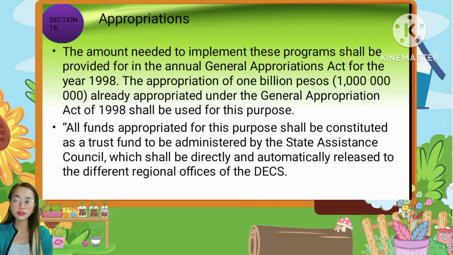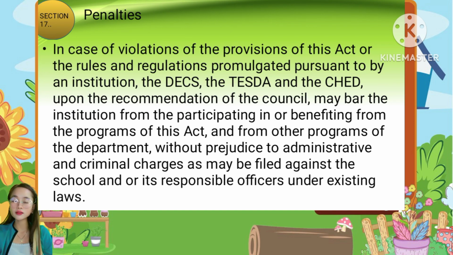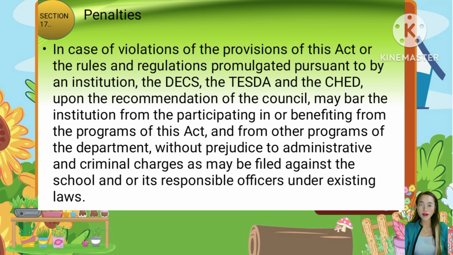Next, Section 17, the Penalties. In case of violation of the provisions of this Act or the rules and regulations promulgated pursuant to it by an institution, the DECS, the TESDA, and the CHED, upon the recommendation of the Council, may bar the institution from participating in or benefiting from the programs of this Act and from other programs of the department, without prejudice to administrative and criminal charges as may be filed against the school and/or its responsible officers under existing laws.